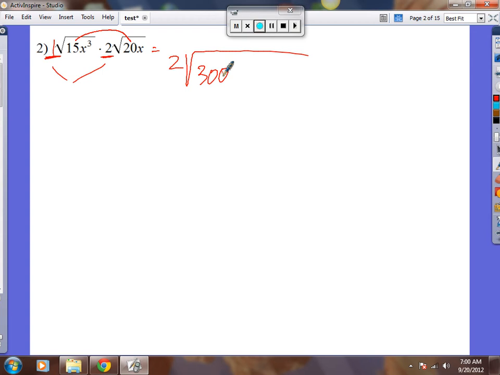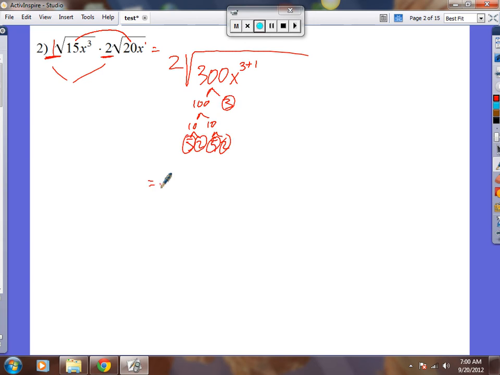Alright, so 300, and then x cubed times x to the 1 is x to the 3 plus 1. When you multiply powers, when you multiply these variables, you add the exponents. So it should be x to the 4. Okay, now I'm going to write the prime factors of 300. That's 100 times 3. That's 10 times 10. That's 5 times 2, 5 times 2. Done, done, done, done, done.